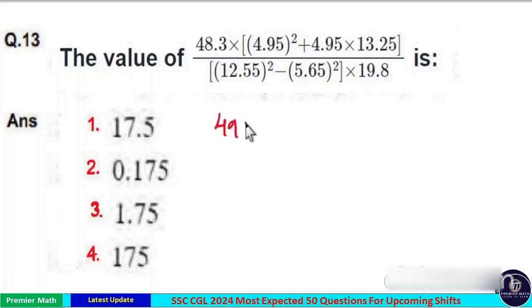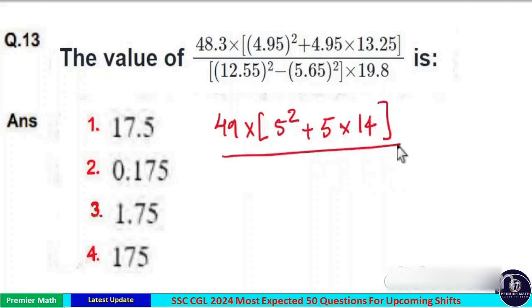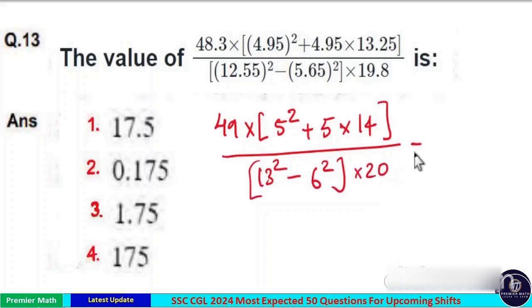Now, here 48.3, I will take it as 49, into here 4.95, I will take it as 5. So 4.95 square means 5 square, plus 4.95 I will take as 5, into 13.25 I will take as 14. Now, divided by 12.55 square, I will take it as 13 square, minus 5.65 square, I will take it as 6 square, into 19.8, I will take it as 20.